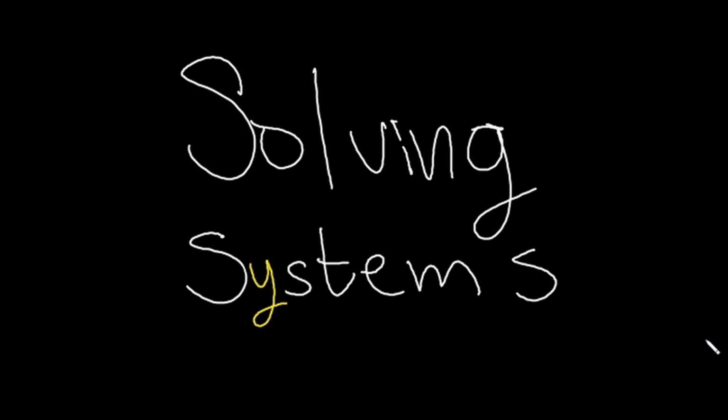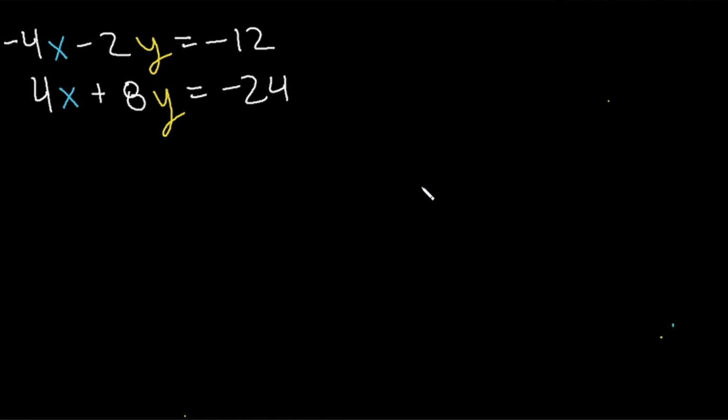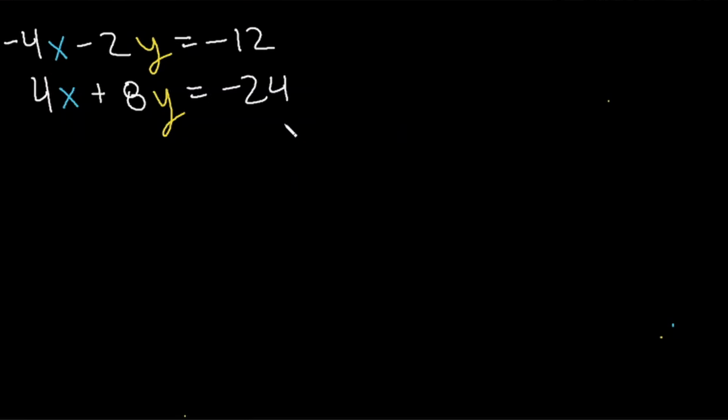Solving systems of equations. If you have a system of linear equations like this, there's two methods you can use to solve it: elimination and substitution. Let's look at elimination first. If both of your equations are in standard form, the easiest method to use is elimination.